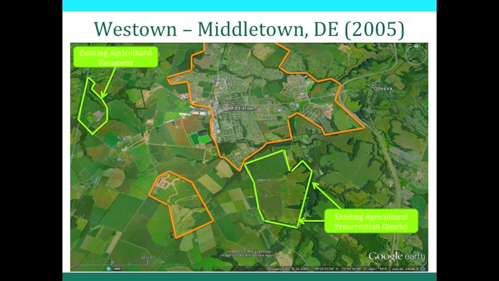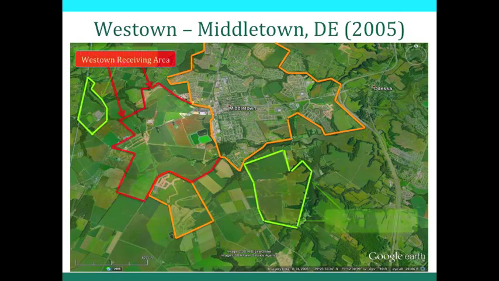Likewise, there were a number of agricultural preservation districts and easements that had been approved or purchased through the Delaware Agricultural Lands Preservation Foundation. These properties are highlighted here in green. In the early 2000s, 3 farmers just outside of the existing municipal boundaries and immediately west of the town expressed their desire to develop their properties.